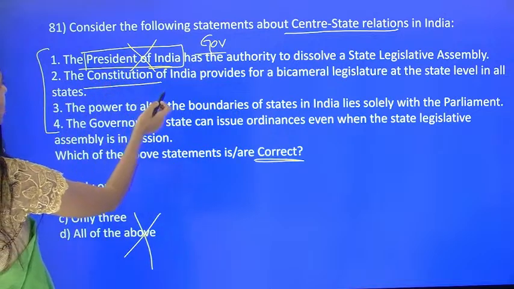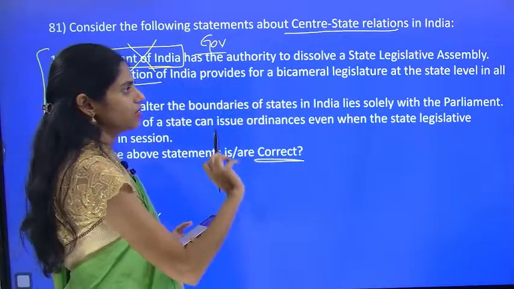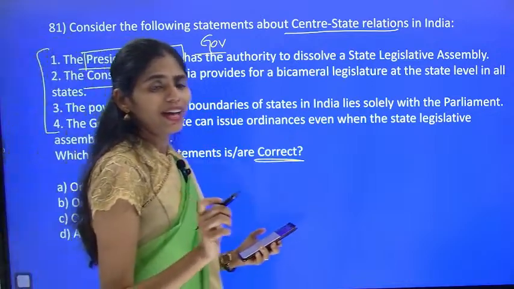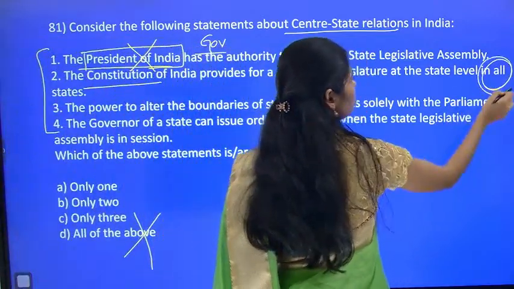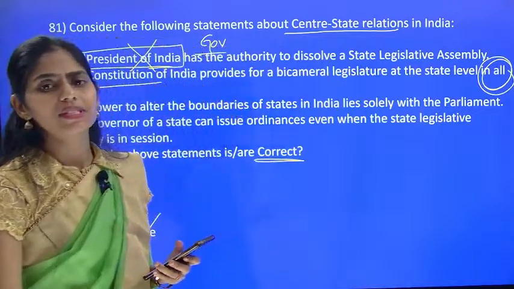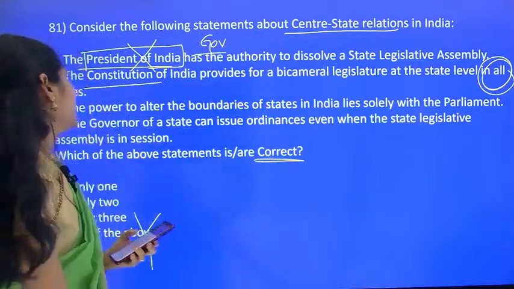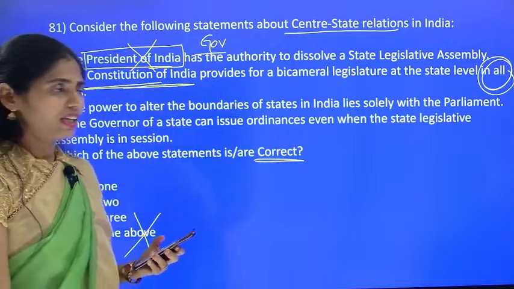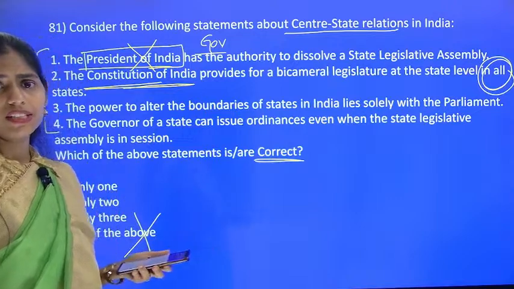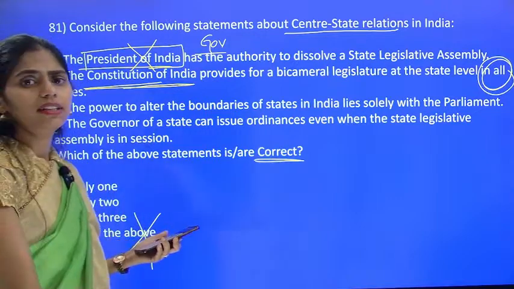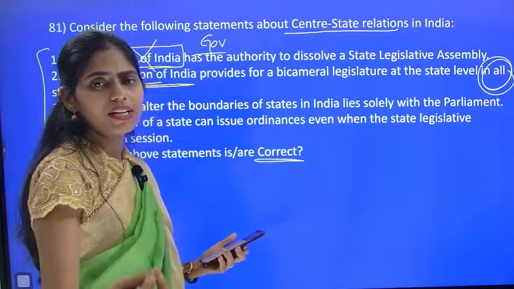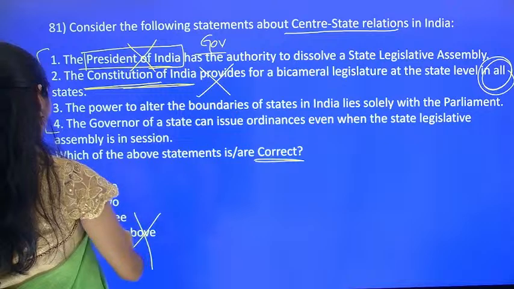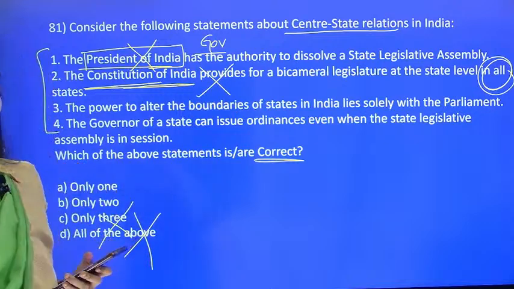And next, the Constitution of India provides for bicameral legislature at the state level. The word which is given here to trap you is all. In some states we have bicameral, in some states we have unicameral. If the Indian Constitution were saying that each and every state should have a uniform bicameral legislature, that is not the real thing. Practically we have unicameral in some states and bicameral in some states. So this is also incorrect. Only 3 also we can eliminate.